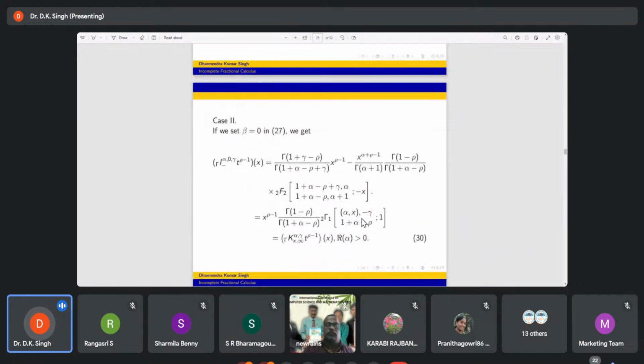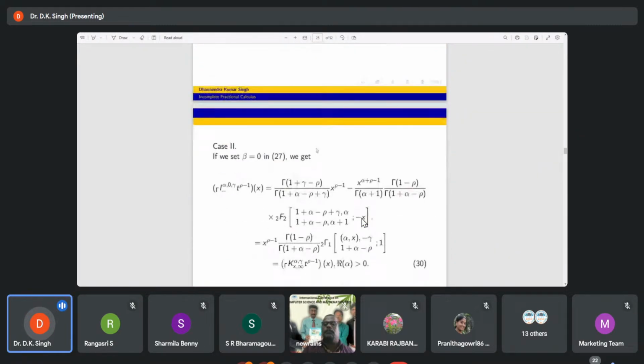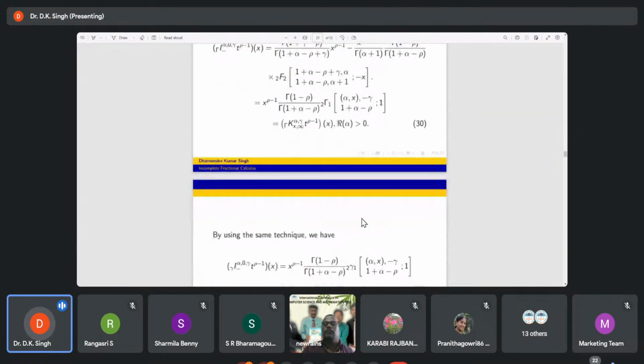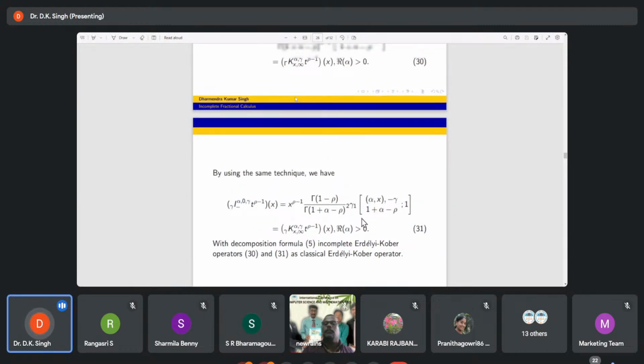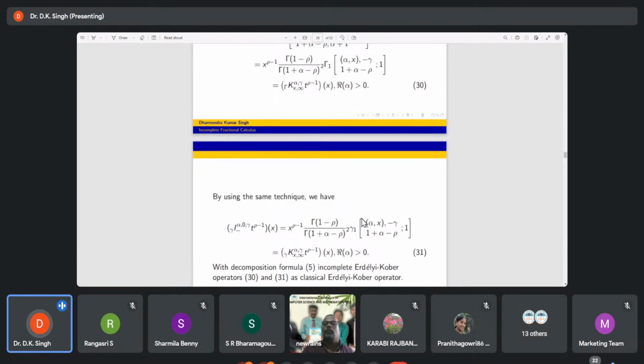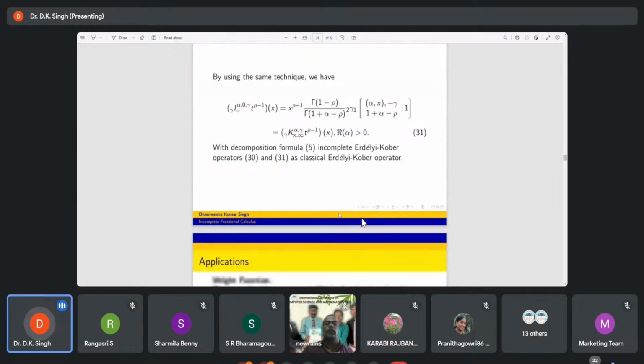Again we set beta equal to 0 in this equation. If you substitute beta equal to 0, again we get the Erdélyi-Kober operator. This represents the incomplete Erdélyi-Kober operator in the form of x to 0 and x to infinity, and by using the decomposition formula in equations number 13 and 31, we can get the classical Erdélyi-Kober operator.